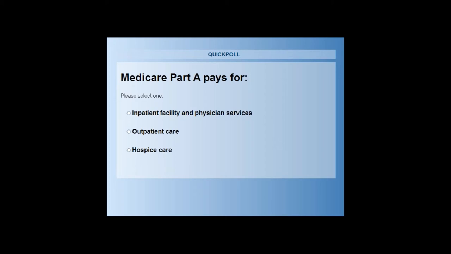All right, about another 20 seconds or so, and we'll close this one up. Looks like most people have gone ahead and voted. And we've got a pretty clear winner on this one, I'd say. With about 72% selected option A, inpatient facility and physician services. And that is not the right answer.